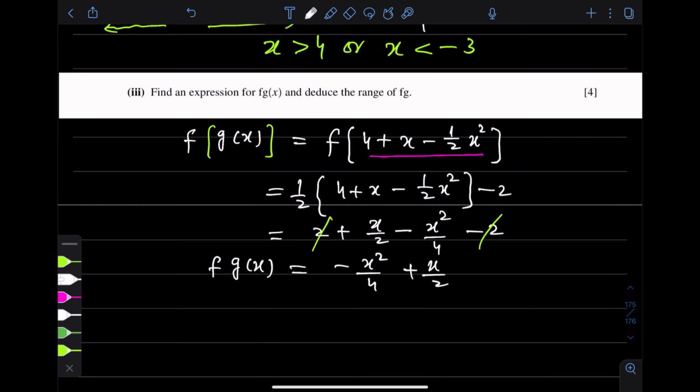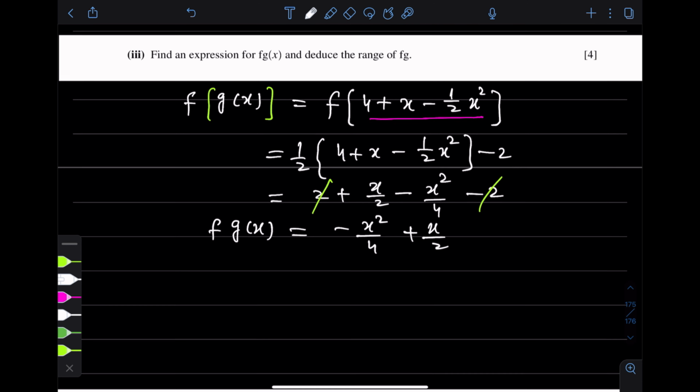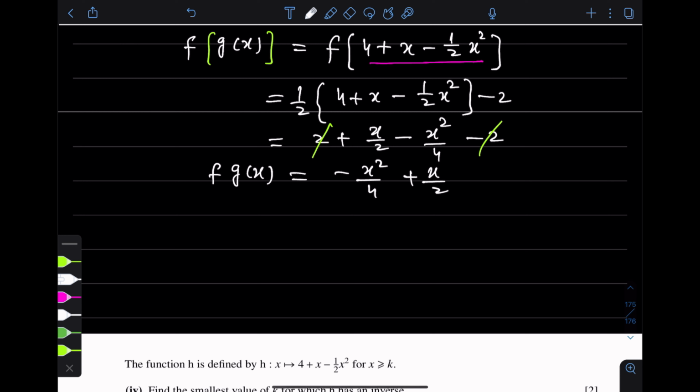Now this is fg(x), and now we have to find the range of fg. Now we have to find the range of this function. Clearly this fg(x) is a quadratic function. So for the range of this function, we will find the vertex of this parabolic graph, so then we can deduce the range of this function. How will we find the vertex?